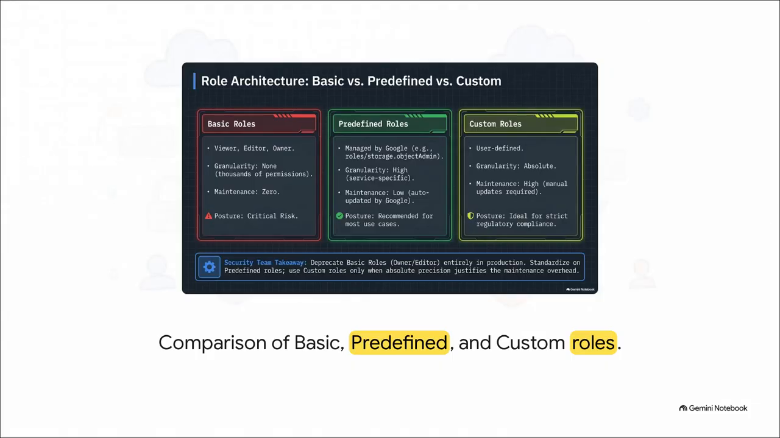You really can't miss the stark warnings around basic roles. Viewer, editor, owner. These are legacy primitive roles, and they are just dangerously massive. Like granting someone editor across a project gives them thousands of permissions they likely never even use. Your security takeaway here is super clear. Deprecate basic roles entirely in production, just get rid of all generic owner and editor roles. Standardize on the predefined granular roles that Google actively maintains, and only use custom roles when absolute precision truly justifies all that heavy maintenance overhead.